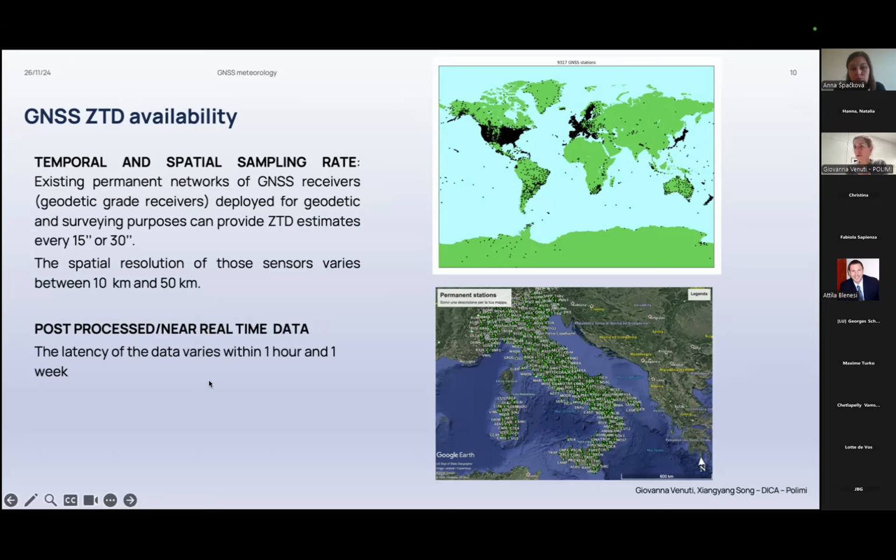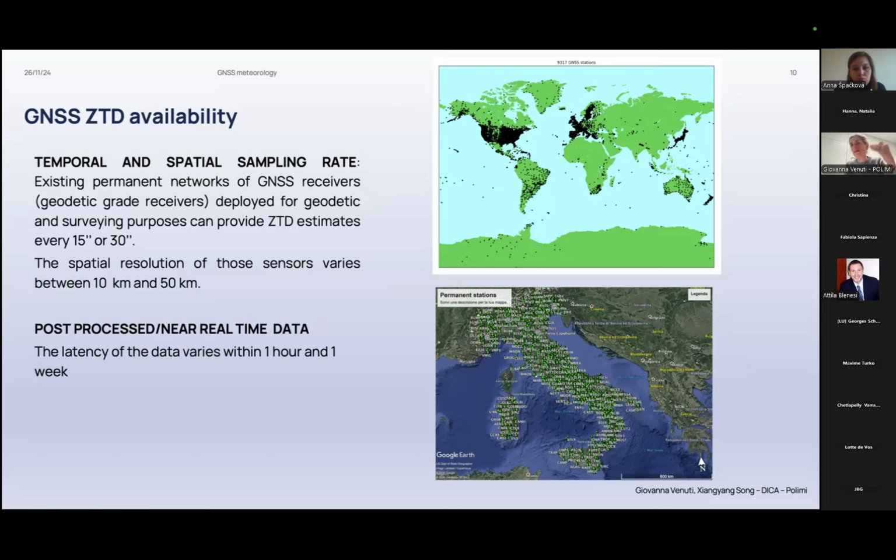This is something that I already said. So it's not GNSS ZTD. So it's available. It is something that can be obtained by the processing of data that are already collected, but it requires time.